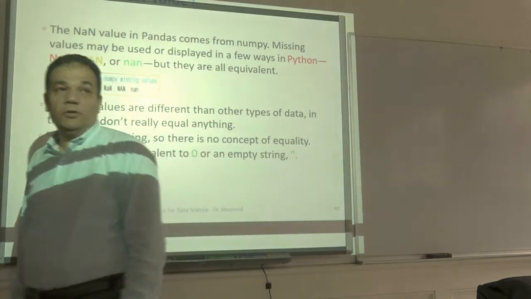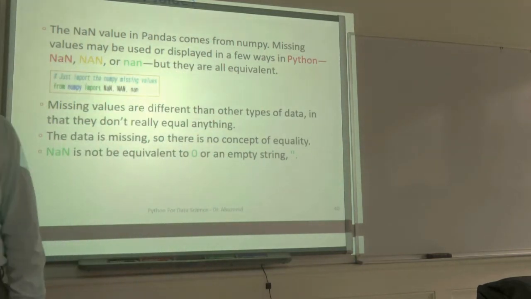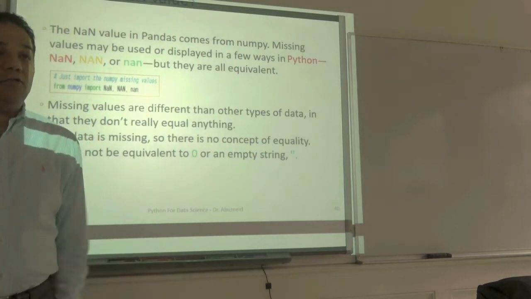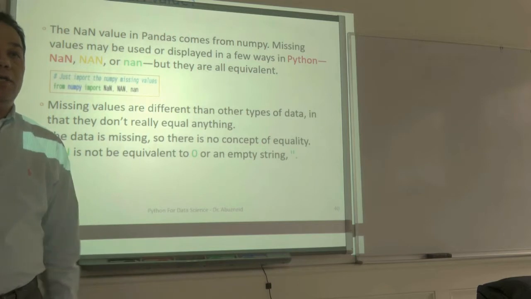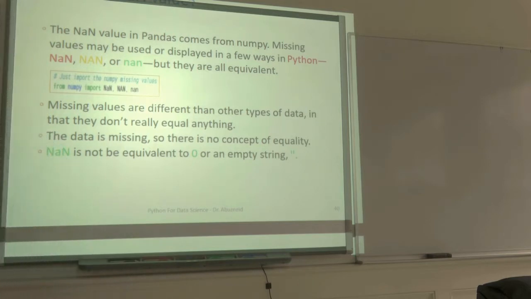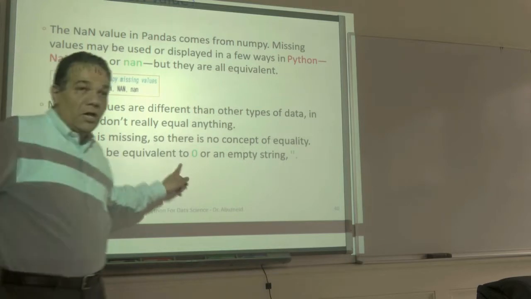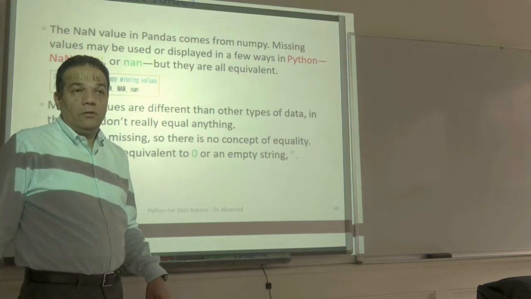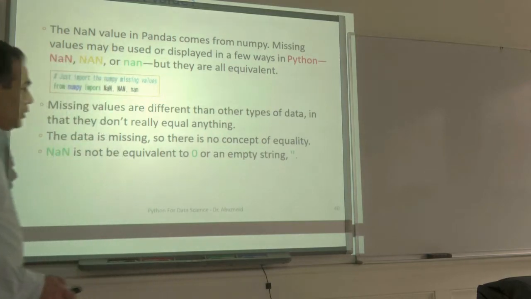NaN is not 0. Yes? So is it like null? It's null, yeah. NaN is null, but we don't use null in here. It's kind of a not defined value. So it's not 0. In many languages, null equals 0, right? Here no. All right.